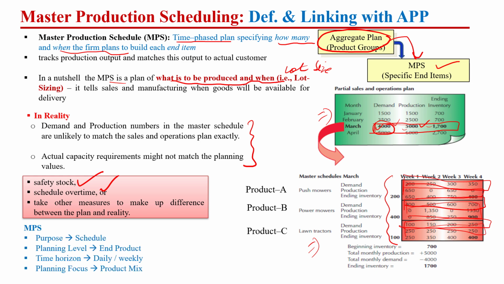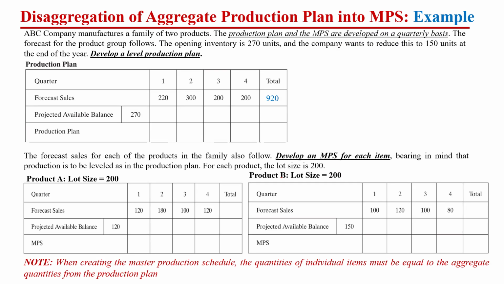So in a nutshell, we can say that the master production schedule focuses on the end product, and the timeline is usually daily or weekly. We need to identify the product mix, which means how much quantity of product A we should produce, how much quantity of product B we should produce, and when we should produce.